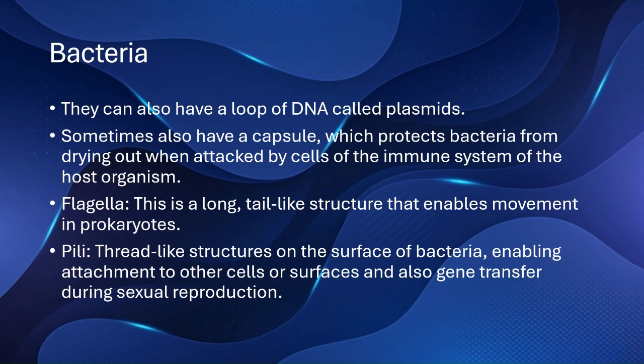So going back to this, sometimes they also have a capsule which protects the bacteria from drying out and from being attacked by cells of the immune system of the host organism. Sometimes certain types of bacteria also have flagella. This is a long tail-like structure that enables movement in prokaryotes. They also have thread-like structures called pili on the surface of bacteria, and this enables attachment to other cells or surfaces and also acts as a medium for gene transfer.